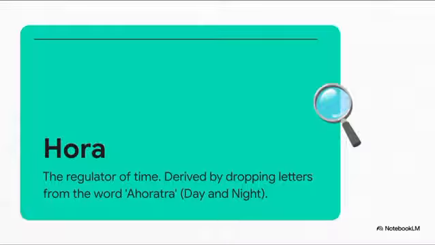You take the Sanskrit word ahoratra, which means day and night. You literally drop the first letter A, and you drop the last letters tra, and what are you left with right in the middle? Hora. It's a linguistic reduction that perfectly mirrors the mathematical reductions used throughout the entire system.